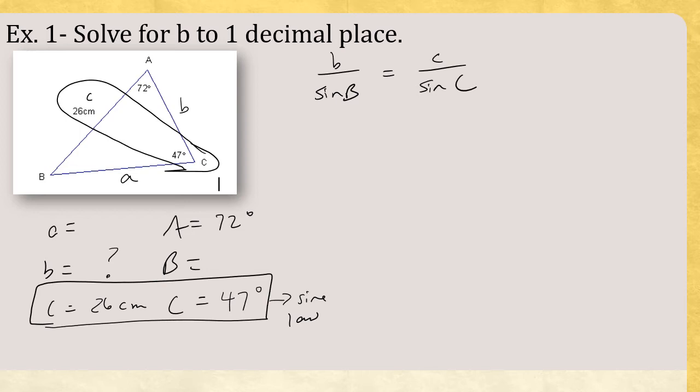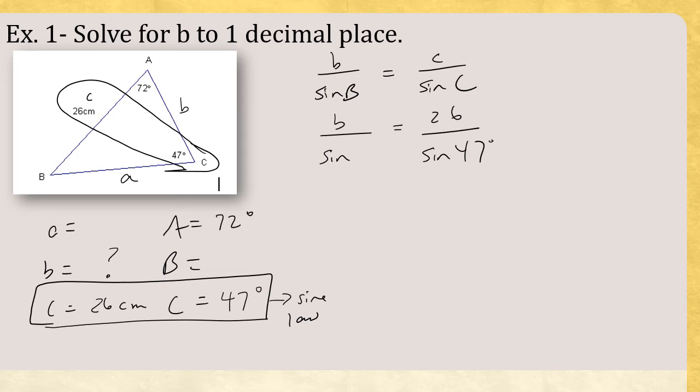Then from there you play match game. So b, I don't know. Sine, I don't know capital B. We'll come back to that in a second. Side c is 26, capital C is 47. Now, one common error at this point: sometimes students write 26 over 47. They forgot the sine. It's called sine law for a reason. It has to have sine in it. So don't forget about that. Don't just write 26 over 47.